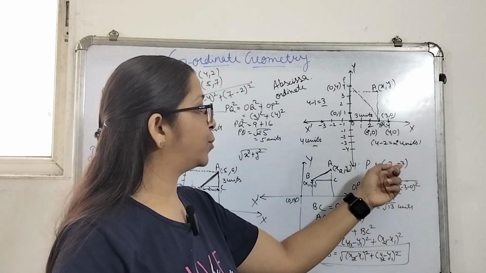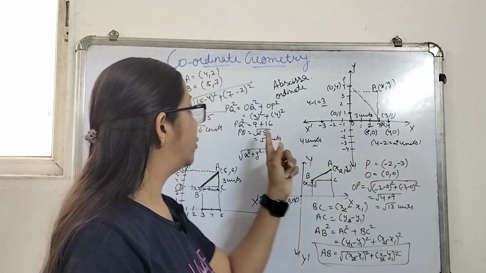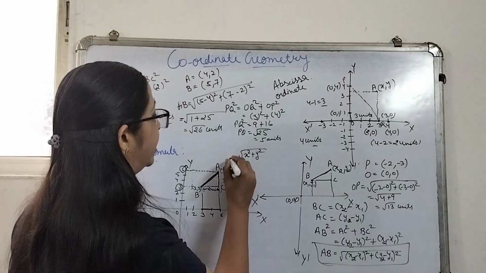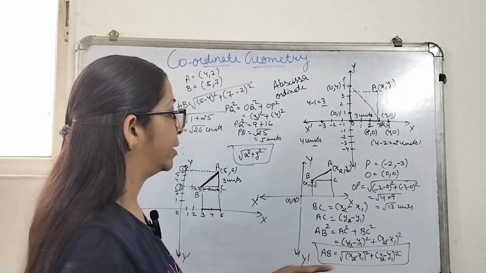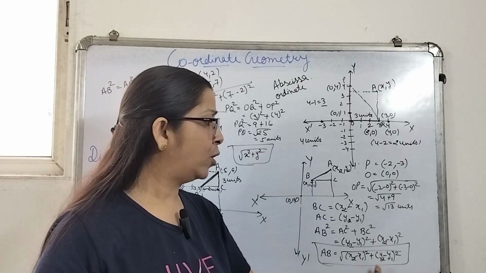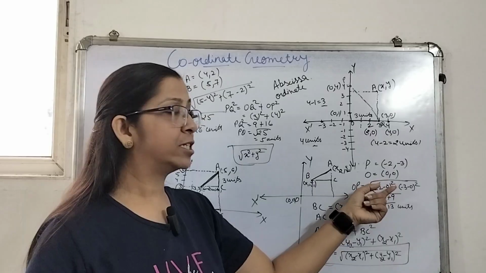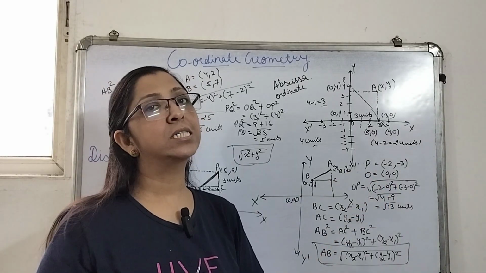If x, y are the coordinates of any point lying in any plane, then its distance from the origin will be given by the root of x square plus y square, because one of the coordinates, either x2, y2 or x1, y1, will become 0 in this case, since the coordinates of the origin are 0, 0.